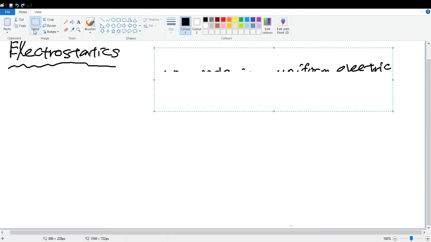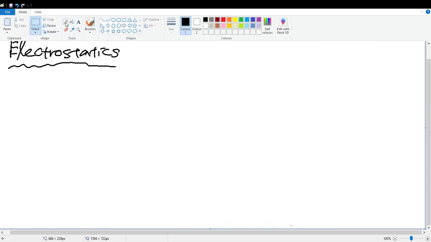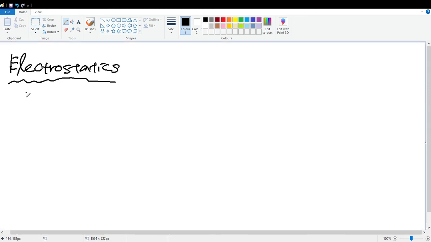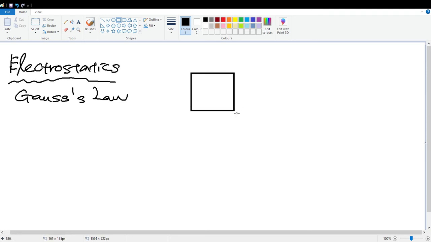So let's move on to the new subtopic, Gauss's law. Before entering Gauss's law, there are some principles that we need to understand. So let me draw a metal plate here. Consider this is the metal plate.